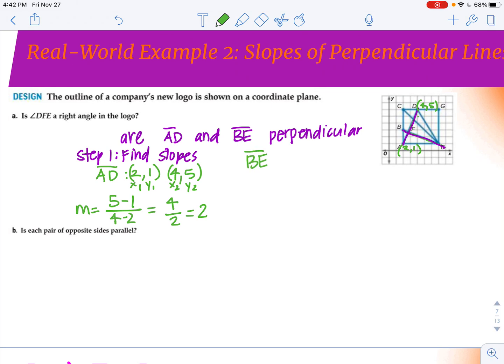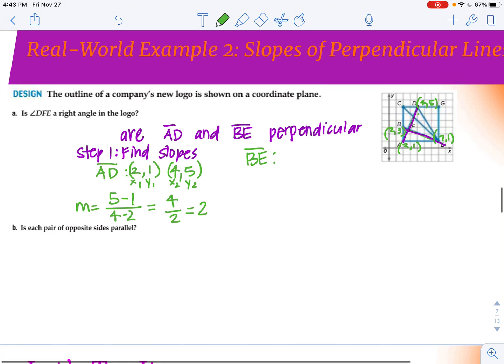Now we want to try to find line BE, which has points 2, 3 and 7, 1.